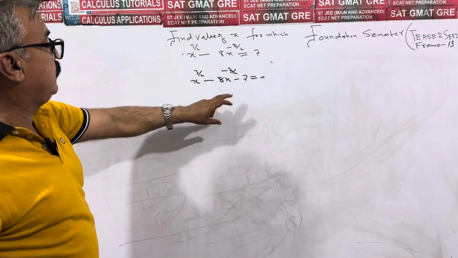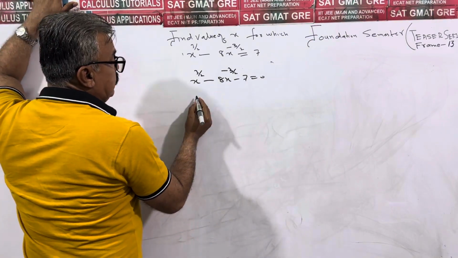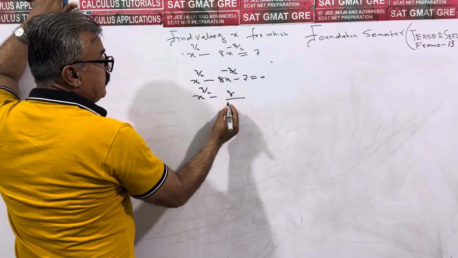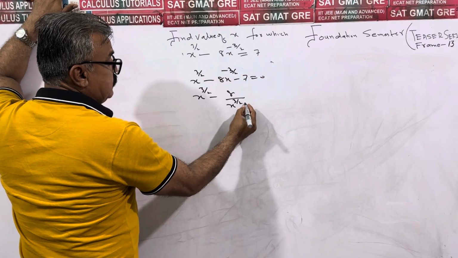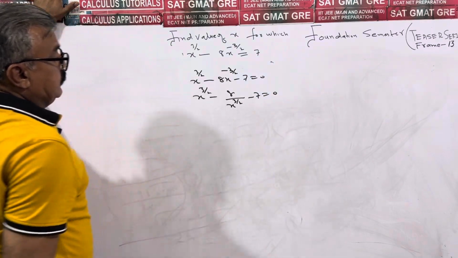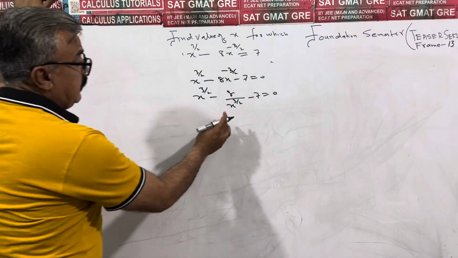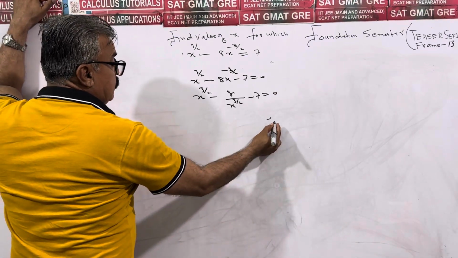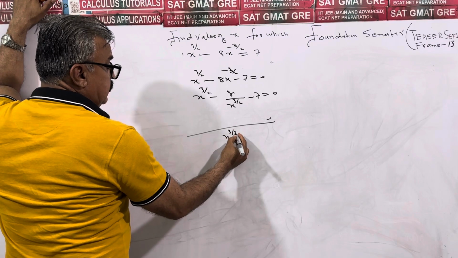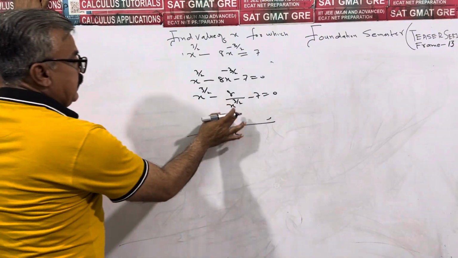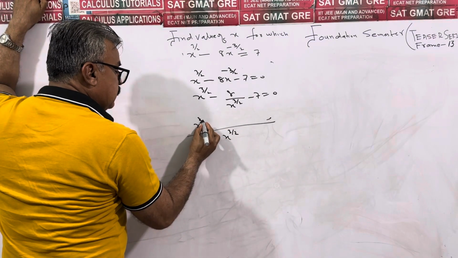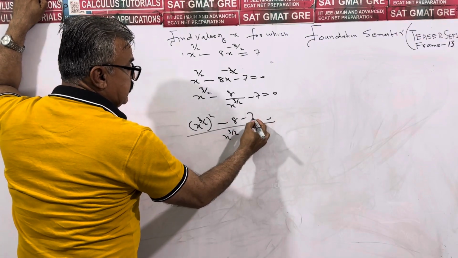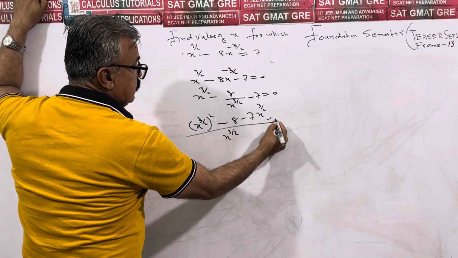In order to make the power positive, shift it into the denominator: x raised to 3 over 2 minus 8 over x raised to 3 over 2 minus 7 is equal to 0. Take the LCM, or multiply by x raised to 3 over 2 overall, and you are going to get rid of the denominator. It will become x raised to 3 over 2 whole square minus 8 minus 7 times x raised to 3 over 2 is equal to 0.